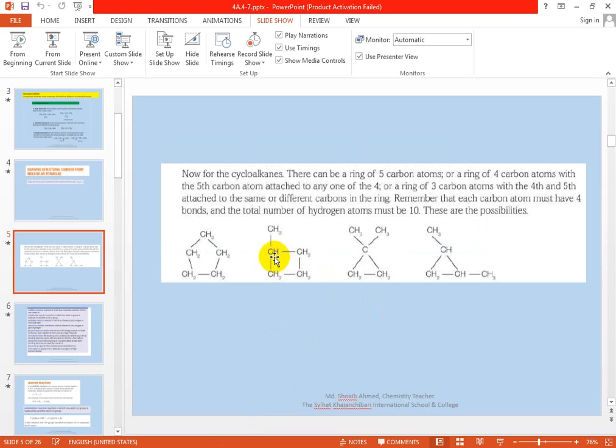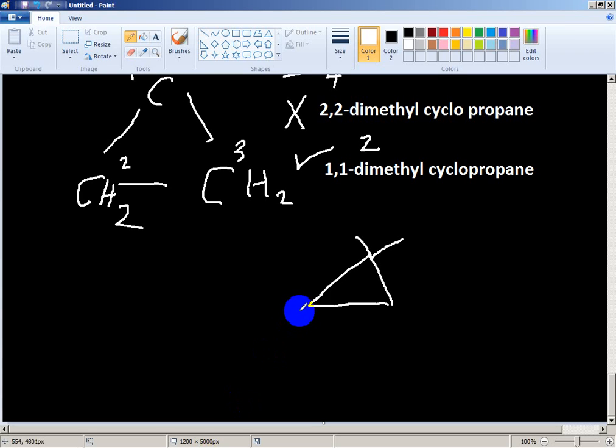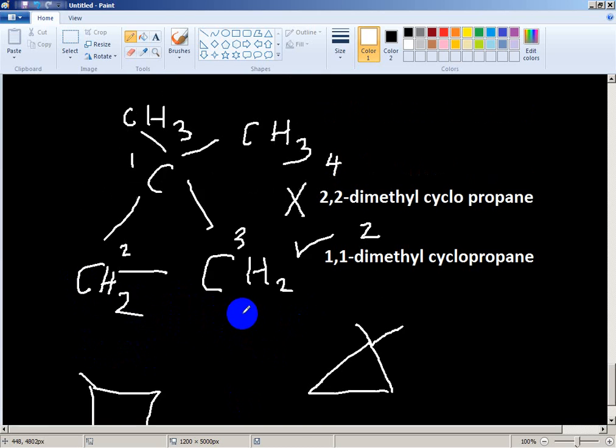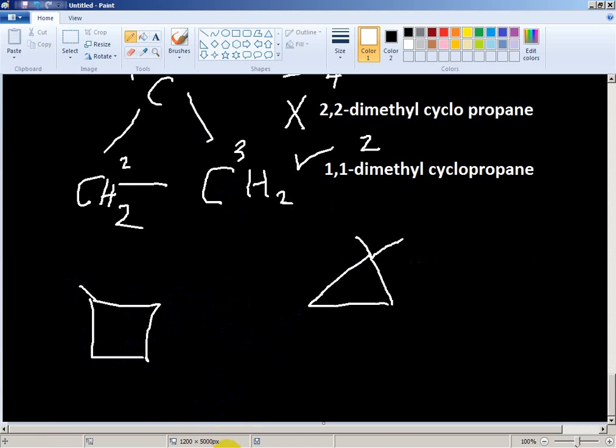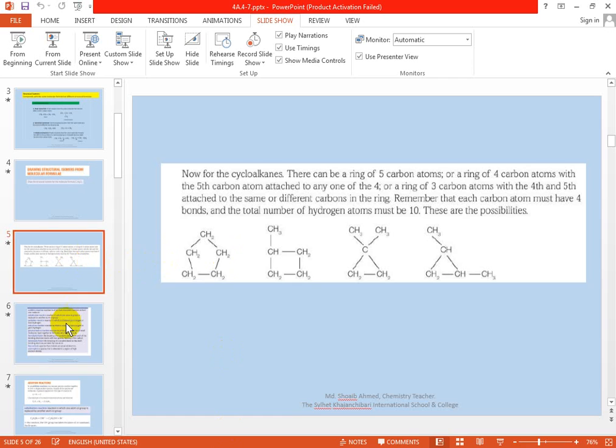1 methyl cyclobutane. Okay, have you understood this name? This is 1 methyl cyclobutane. Okay, this is the 4 isomer. Now we are going to the next topic.